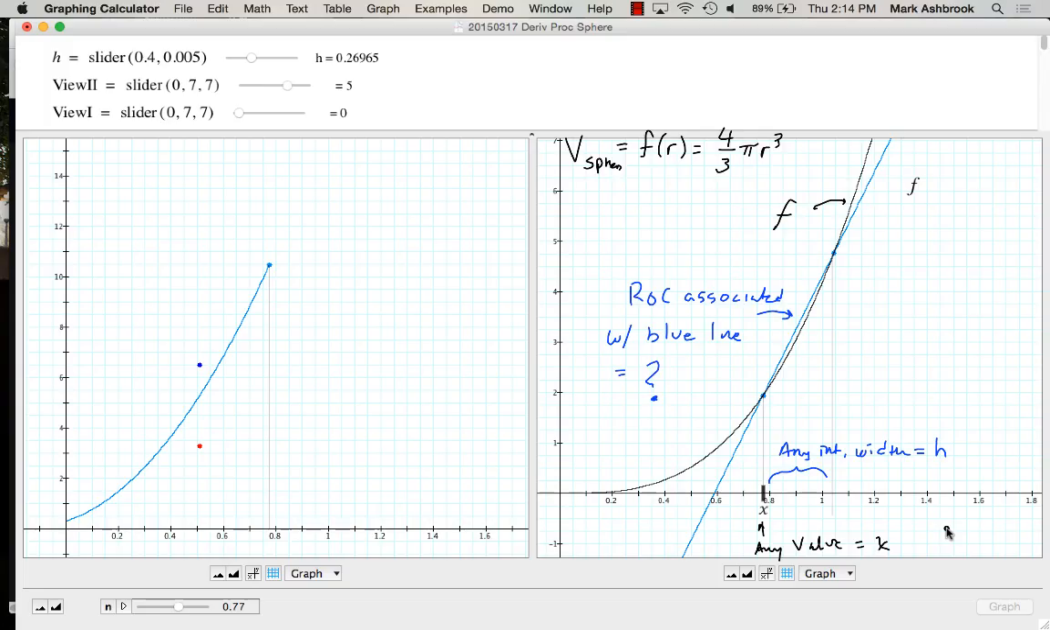So we're setting up a formula for the rate of change of the blue line for any value x at any interval width h.